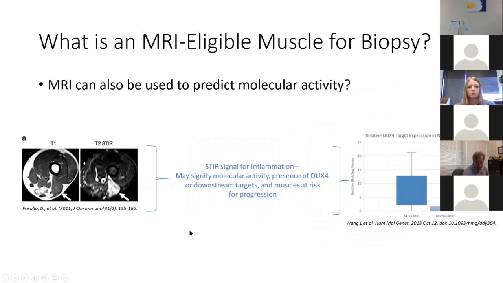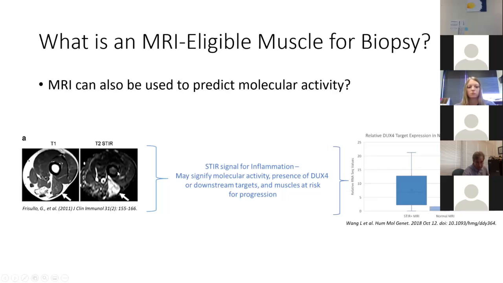But another way that you can use MRI is to select muscles where we think there's activity related to FSHD actively going on. This is a different kind of sequence on MRI. We call it STIR. It looks at water in the muscle, and water tends to come into the muscle when there's signs of inflammation. And I think you saw in Peter Jones' talk that one of the hallmarks of FSHD, when it's actively presenting DUX4, is that you get some inflammation.